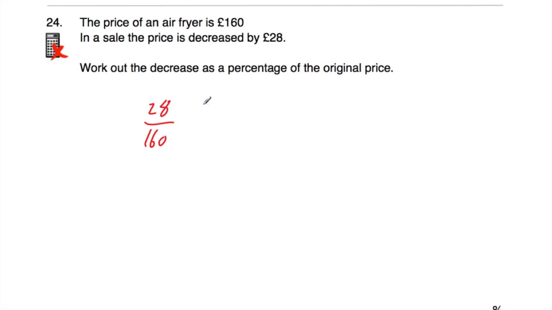Now we want to write it as a percentage, we need to change this to a percentage. No, it's a non-calculator question.